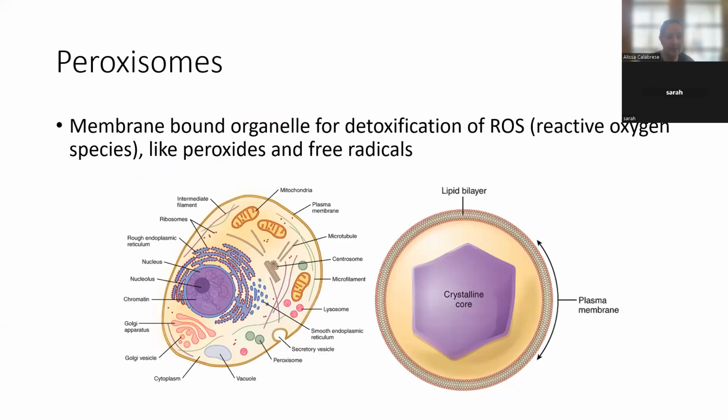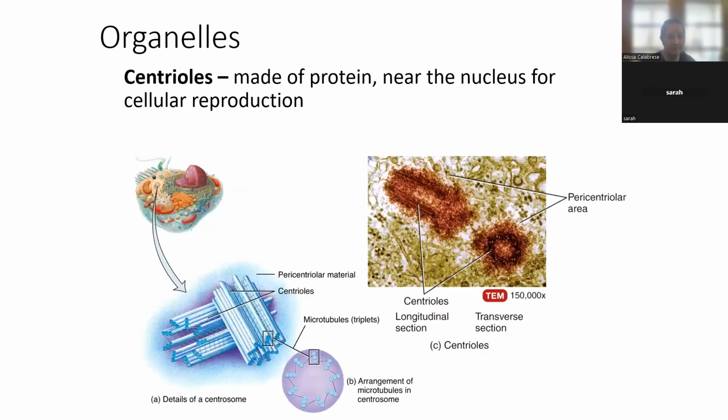right? Peroxisomes, these are kind of like a lysosome, except they're more specific in what they break down. So they're good at detoxifying radical oxygen species, so free radicals, breaking those down so that they don't cause damage.